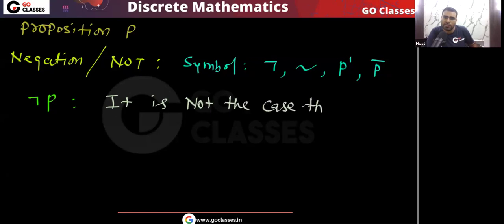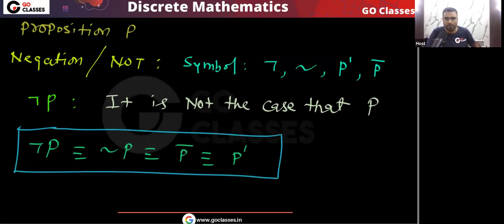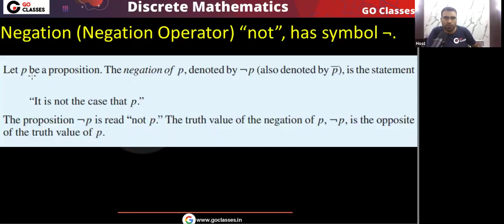It is not the case that, and then you can write p. Okay, very simple. I hope this point is clear. Remember one thing, that this is same as this. Okay, this is same as p bar, and this is same as p dash. Okay, so all these are different symbols for negation. Okay, very simple point. So if you have a proposition p, then what is negation p?